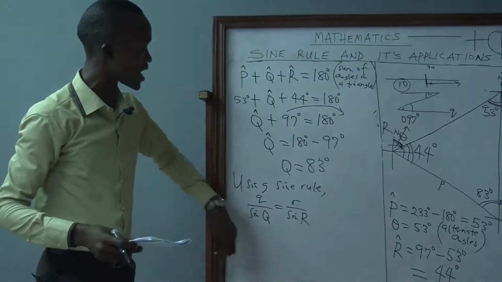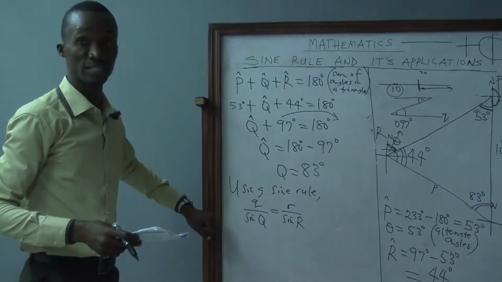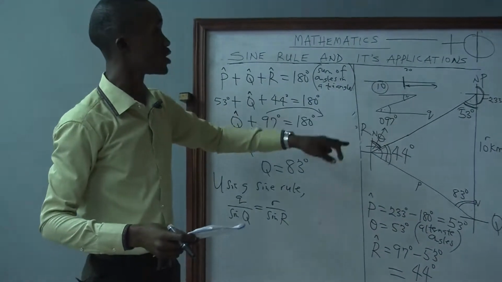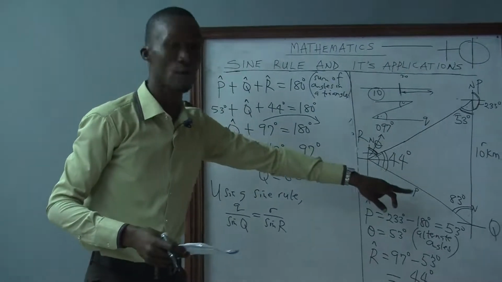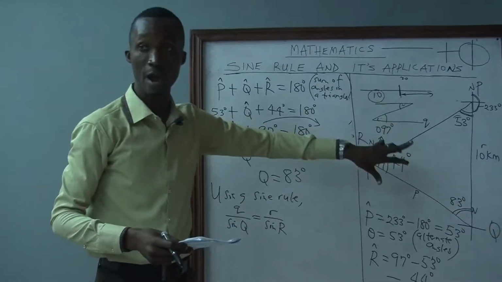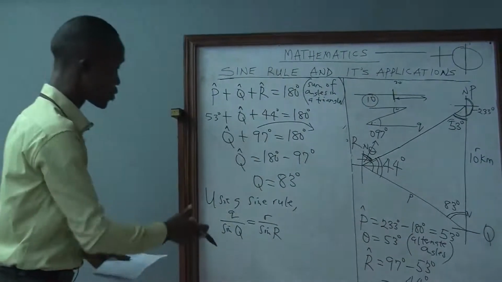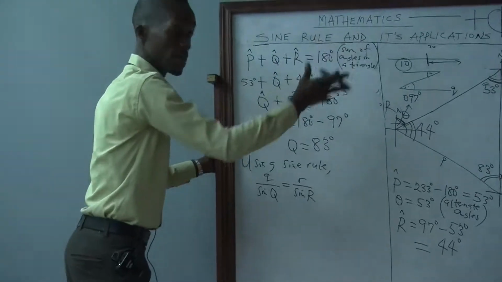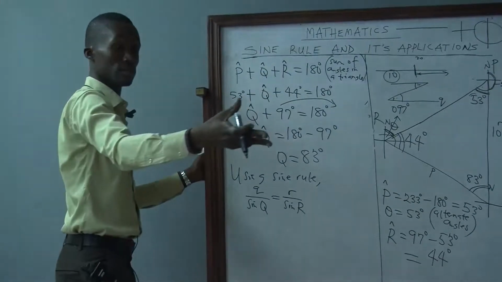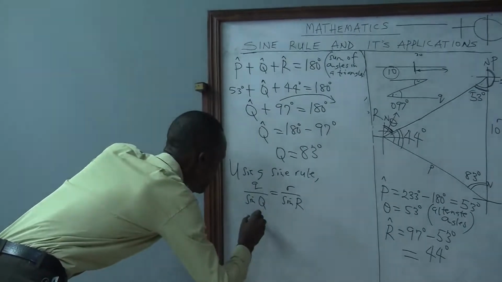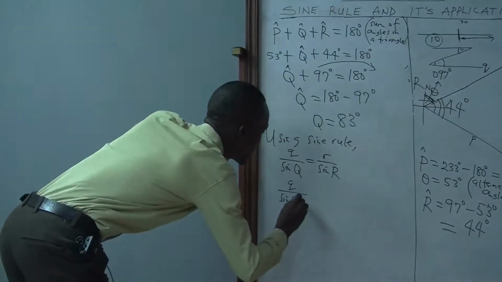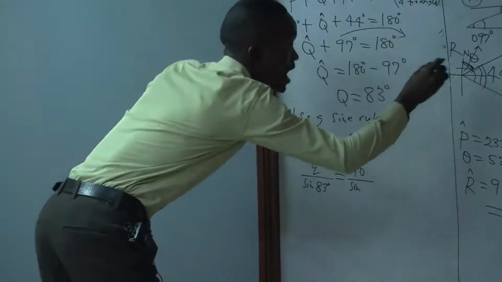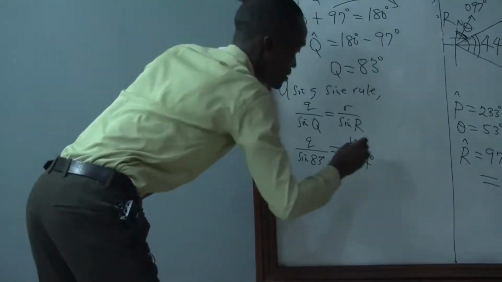I explained this when we started, that it is not in all cases that we use A, B, and C. We work based on the alphabet or based on the unknowns, or the variables, that we are given in the question that we are to solve. So from here, A, B, and C has changed to P, Q, and R. It can also change to X, Y, and Z. So from here, we have q divided by sine 83 degrees. The value of r is 10 divided by sine angle R, which is 44 degrees.